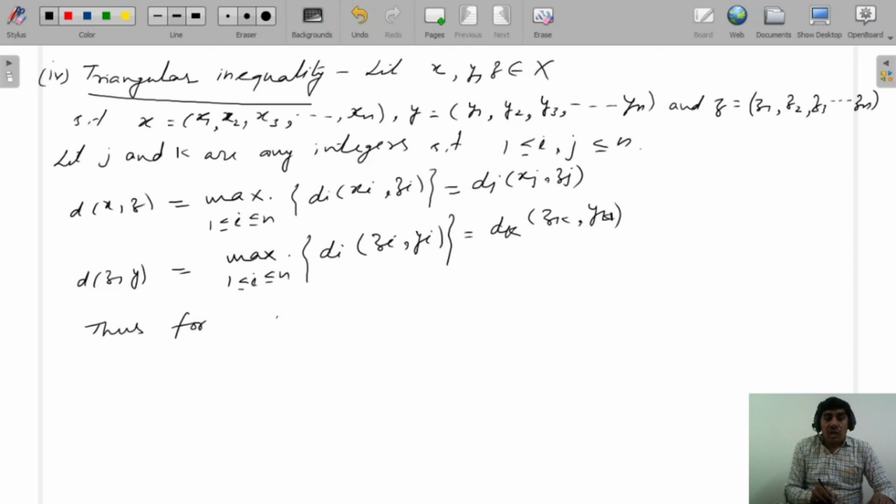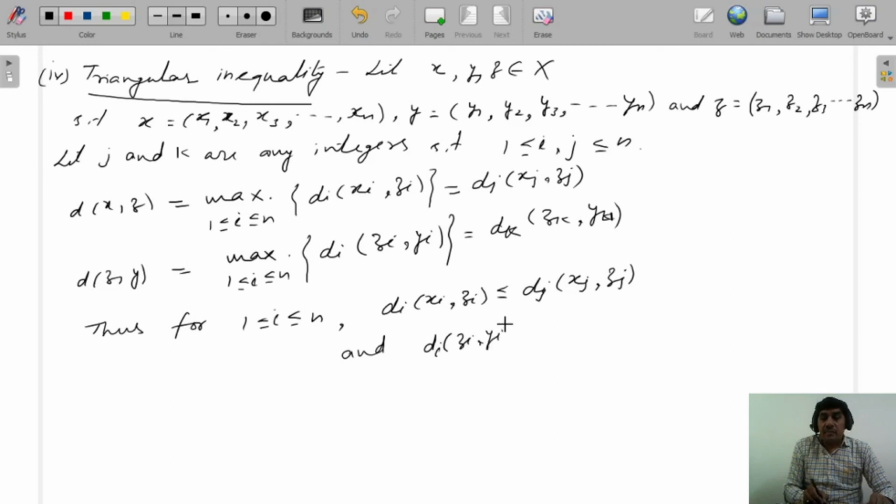For i varies from 1 to n, di(xi, zi) is less than or equal to dj(xj, zj), and di(zi, yi) is less than or equal to dk(zk, yk).